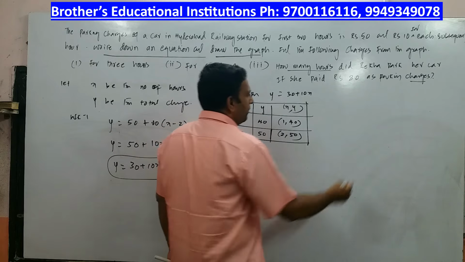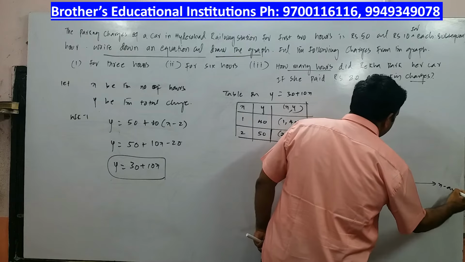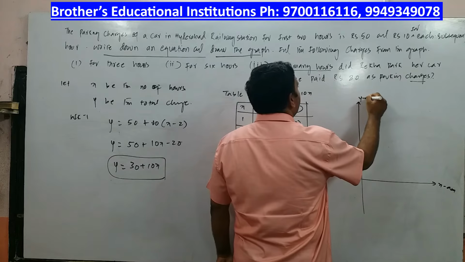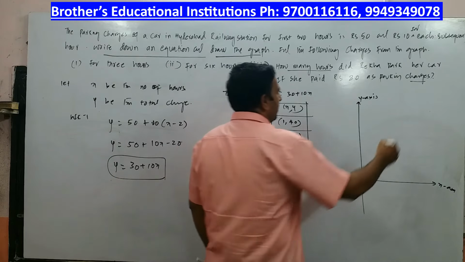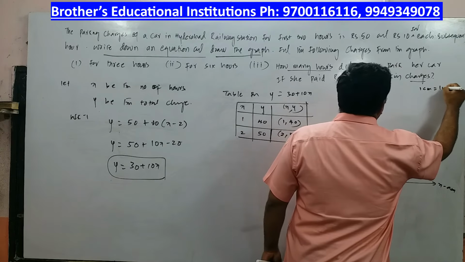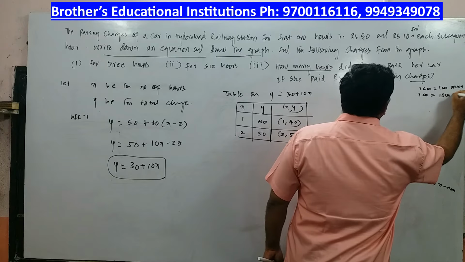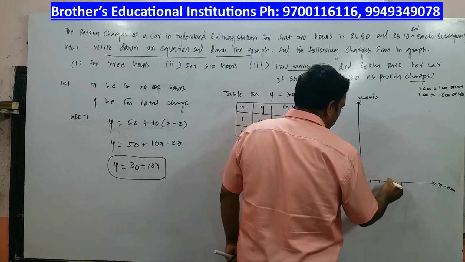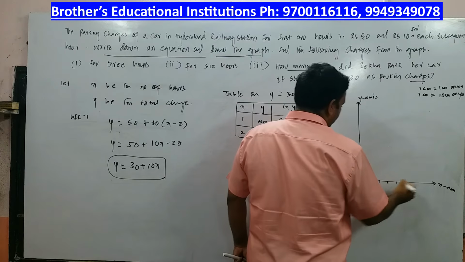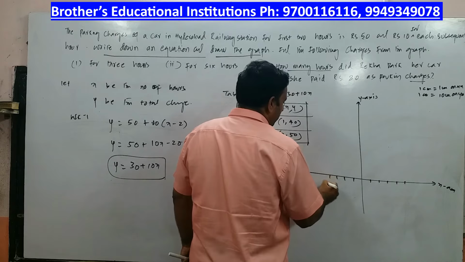Now what am I going to do? I am going to take this as y axis. I am going to write this as x axis. This is y axis. And now 1 centimeter is equal to 1 unit on x axis. 1 centimeter is equal to 10 units on y axis. So let me write those units 1, 2, 3, 4, 5. 1, 2, 3, 4.